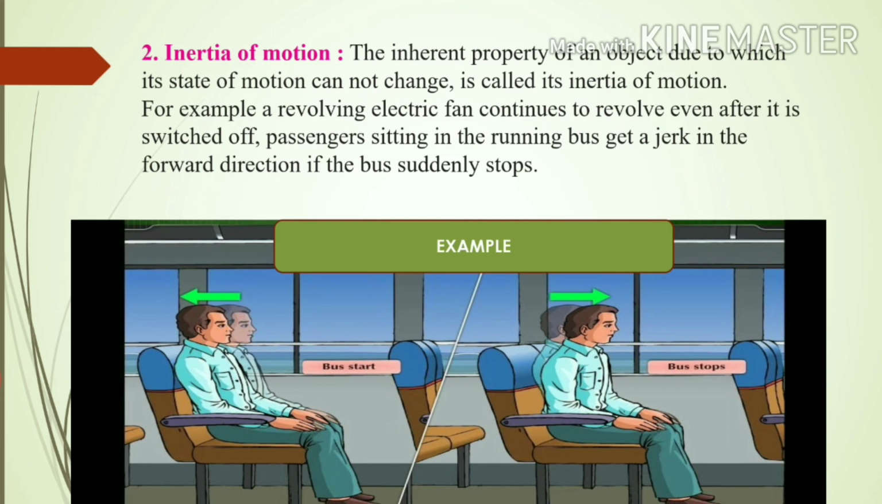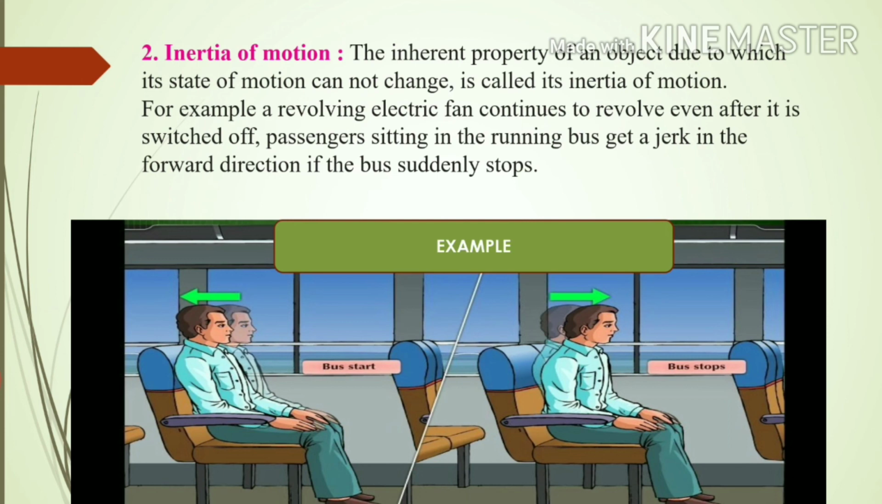For example, if you are traveling in a bus, initially the bus is moving along a straight road, and suddenly the bus takes a sharp turn towards the right hand side. Due to the directional inertia, the passengers in that bus will be thrown away to the opposite direction. So, these were the three types of inertia.